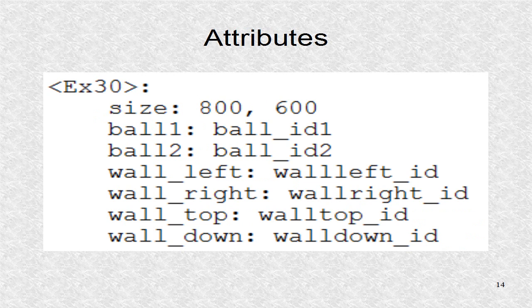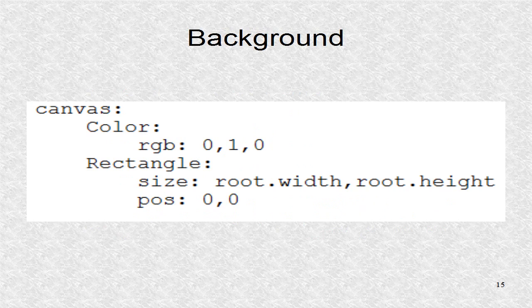14. For the root, the widget size is set, and then we define attributes for ball 1 and ball 2, and 4 for the horizontal and the vertical walls. 15. The background of the root is green.